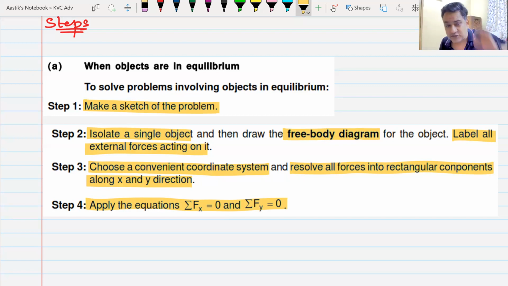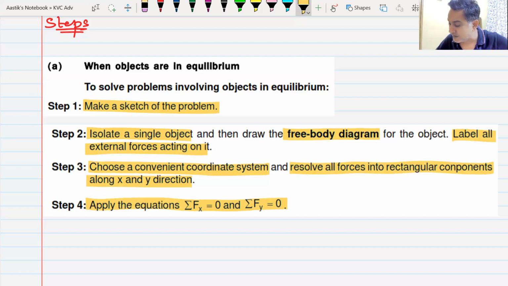So the only thing that will change when we do questions which are not questions of equilibrium is the last step. Do we understand this? Yes, sir. Okay, so I hope you have written down the steps. You don't have to write each and everything. You just have to write the important points in whatever language you feel comfortable.